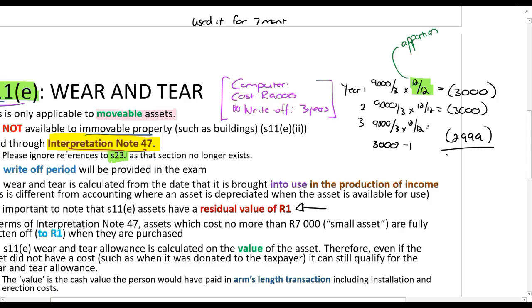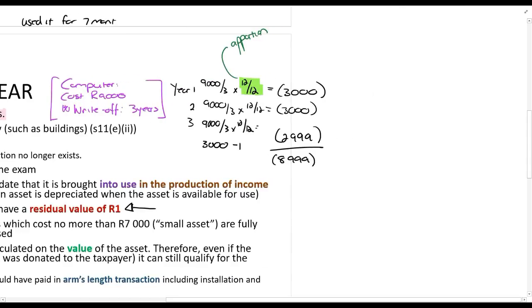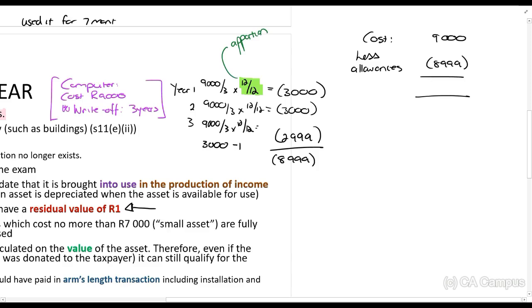So if I add it up, the total allowance is 8,999. That's the total allowance. So what does this mean? It means if we take the cost of the asset, 9,000 rands, and we say less the allowances that were claimed, 8,999, that calculates an amount, guys, and this amount is an important amount for you to understand.